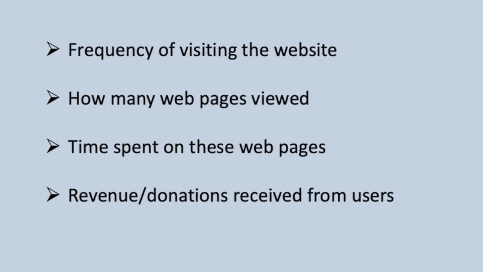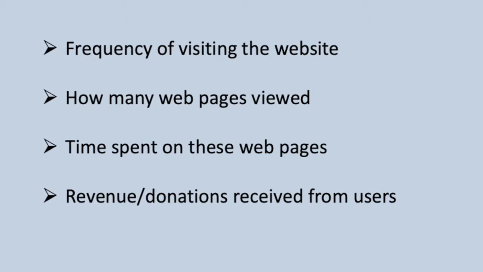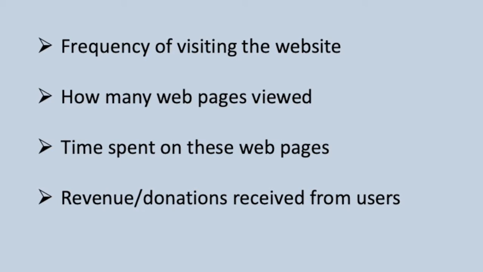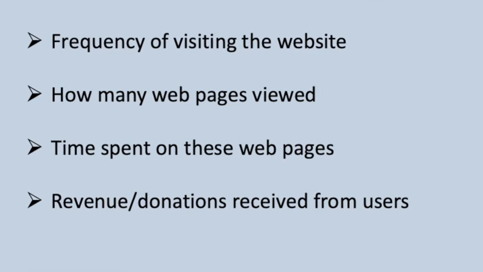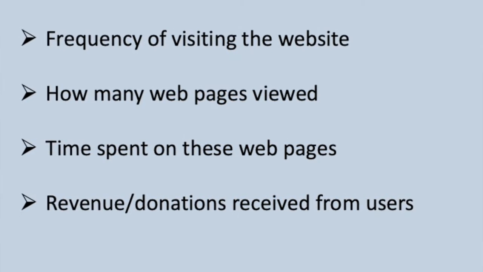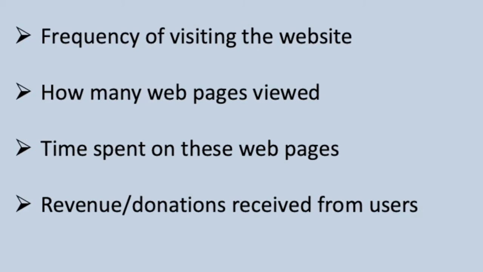The American Cancer Society analyzed areas that we discussed before, such as how frequent users were viewing the site and how many pages of the site they were viewing. They also tailored Google Analytics to meet their needs, such as research on the revenue or donations received from the users.